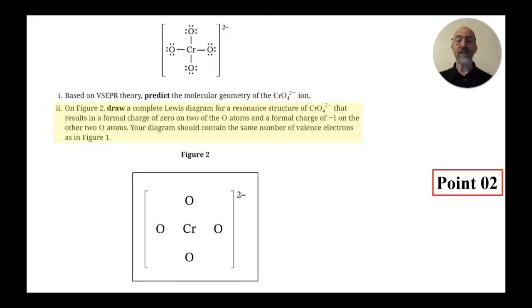All we're going to do is change 2 of the single bonded oxygens into double bonds. And so what that will do is put a formal charge of 0 on those double bonded oxygens. So that is the correct answer for this next part of the question for point 2. Let's go ahead and move on to point 3.